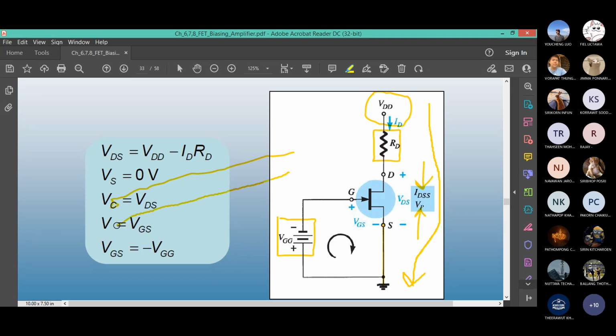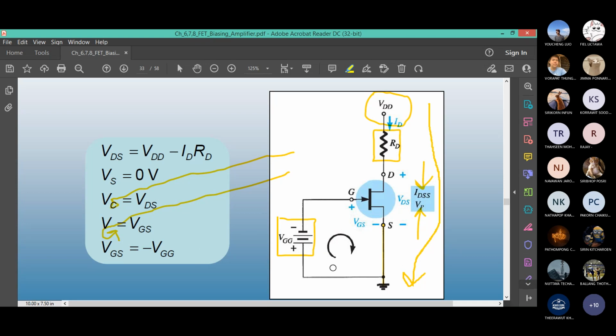Here, it should write VG. VG equals VGS, because VGS means VG minus VS. VS is 0. If you put a probe here, it is also VGS. And then VGS equals minus VGG. The last one is correct.